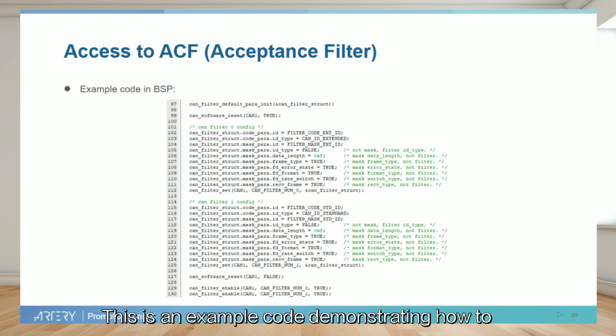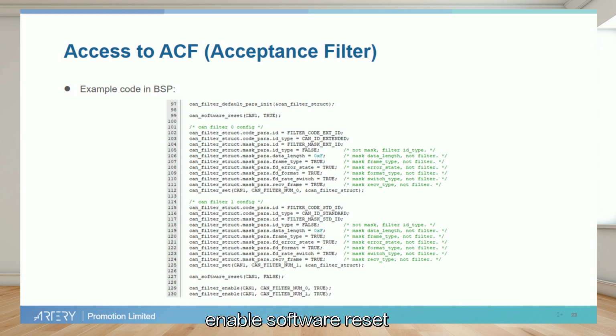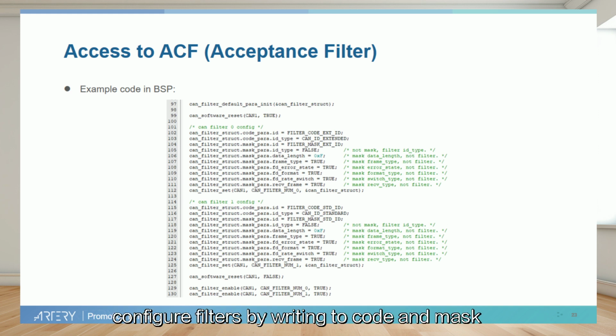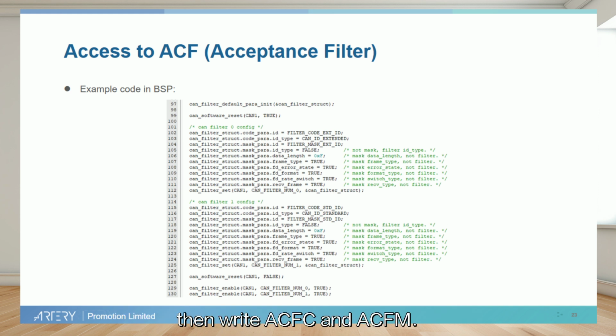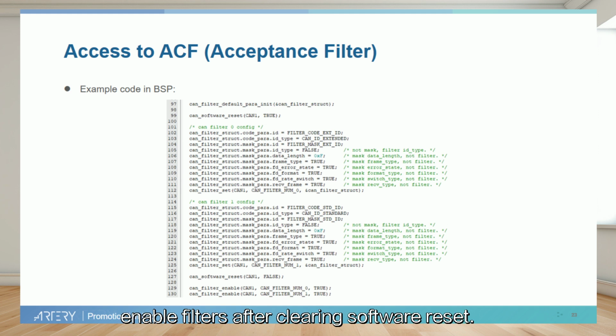This is an example code demonstrating how to configure ACFC and ACFM. First, enable software reset, configure filters by writing to code and mask parameters, then write ACFC and ACFM. Finally, enable filters after clearing software reset.